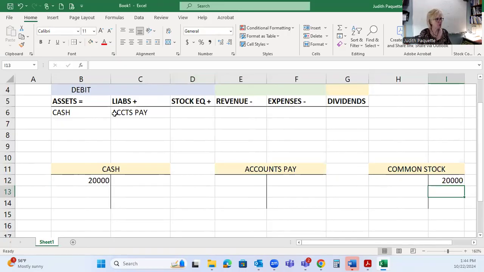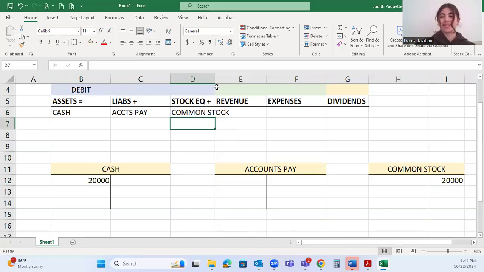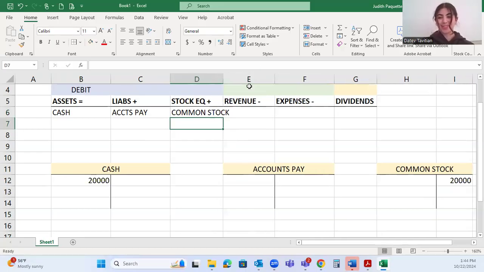So what's the normal balance for common stock? Can you define it? Do we just say credit? Is that what you mean? Like normal balance? Yeah. That's a great question. Normal balance means how do you increase an account.